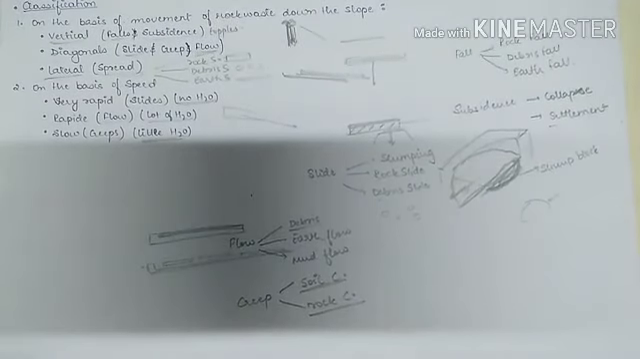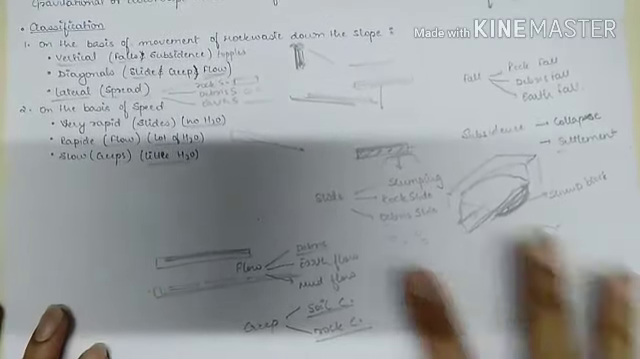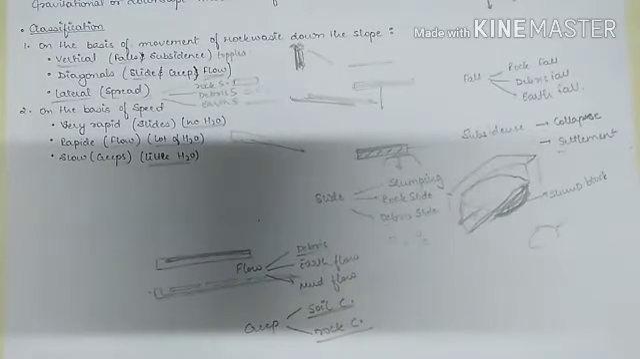So this was all about mass movement and its classification, and this mass movement is involved in landslides. Landslides occur due to mass movement. So this was all about today's class.